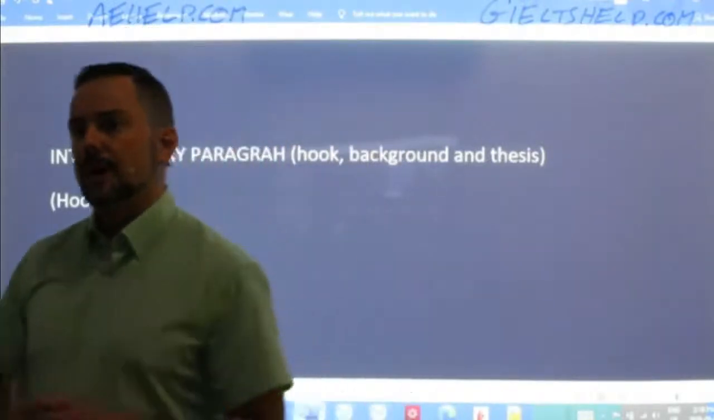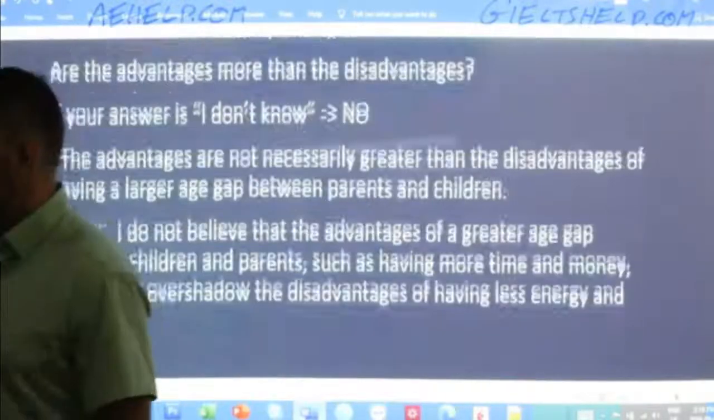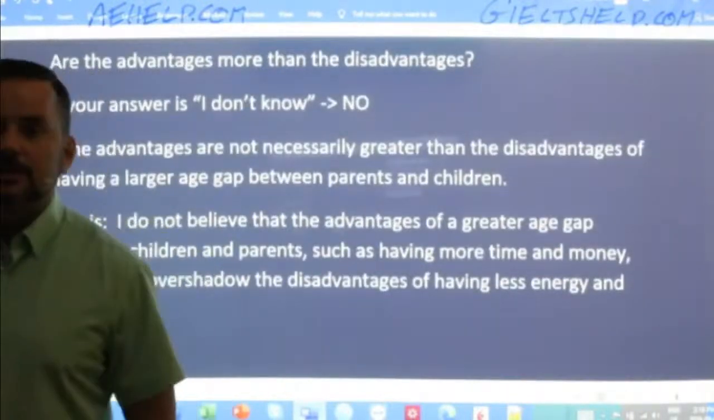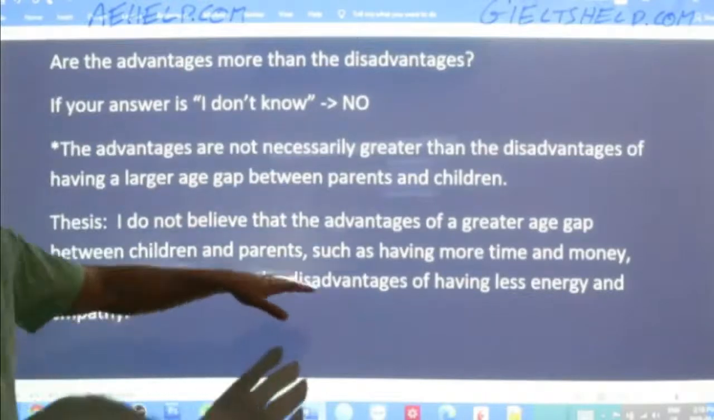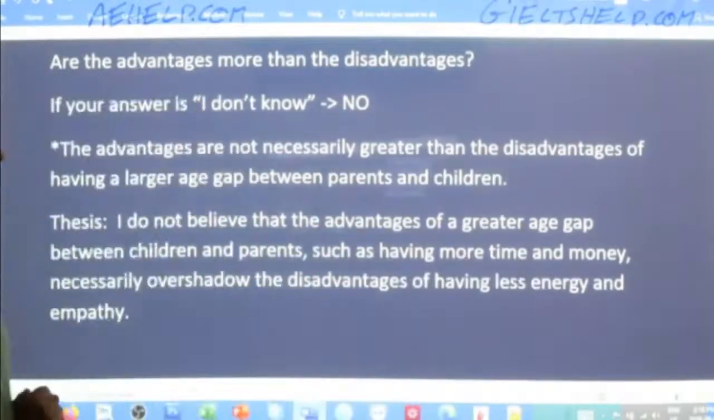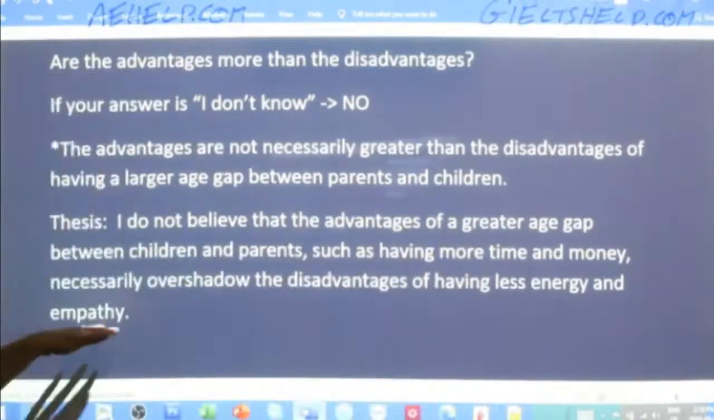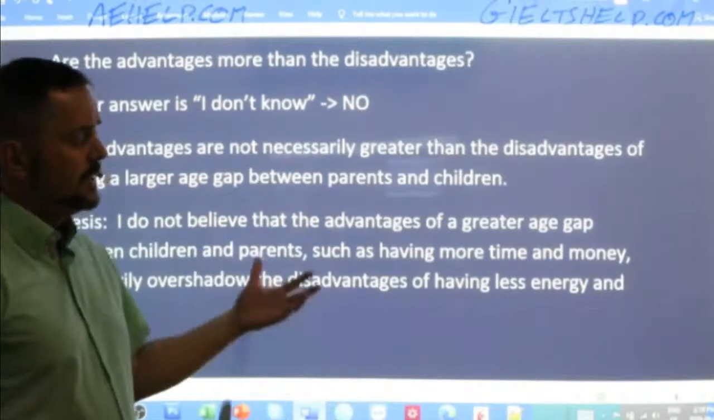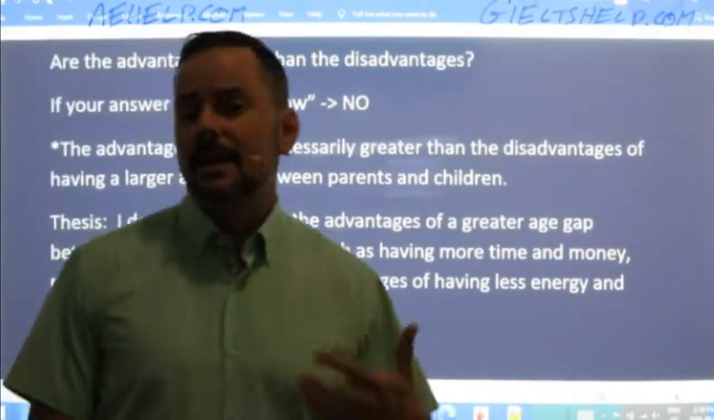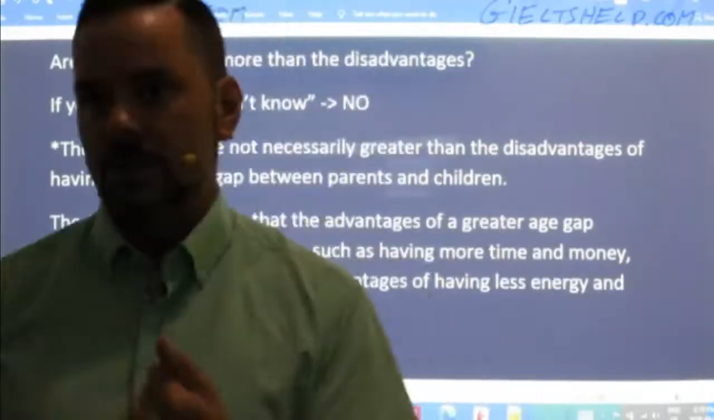So you could write body paragraph 1, the advantages. That's what I'm going to do, right? And the reason I'm going to do that, Ois, the reason I will talk about the advantages, body paragraph 1, more time and money, first, and then the disadvantages, less energy and empathy, second, is because that is logical for making the argument that the advantages don't outweigh the disadvantages. Okay?